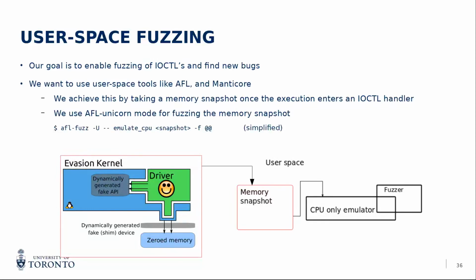In a nutshell, when the Evasion kernel initialized the driver, we take its complete snapshot and run it inside a CPU-only emulator as a regular user space program, which we can then fuzz with any user space fuzzer. I will not go into all specific details of this approach, except for some details of how we deal with intricacies of ioctl fuzzing.